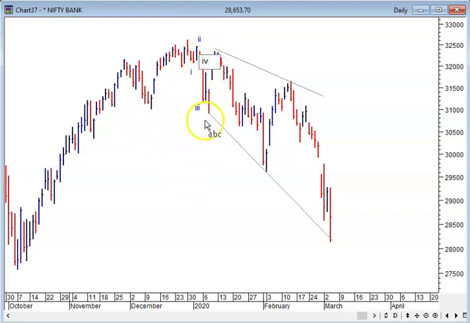Okay, and similarly, if I can mark this either as 1 or A. So if I say this is 1, this is 2, this is 3, this is 4, and we're actually looking at what might be a series of 5-wave declines. Now, should I mark it as 1, 2, 3, 4, 5? The answer is you can, if you consider it as a leading diagonal.